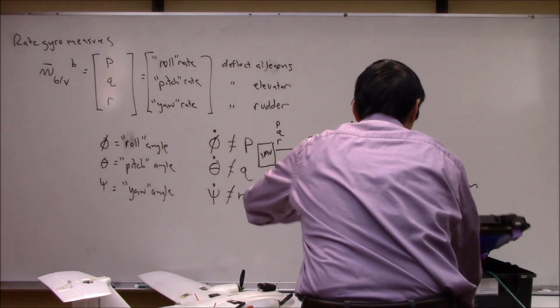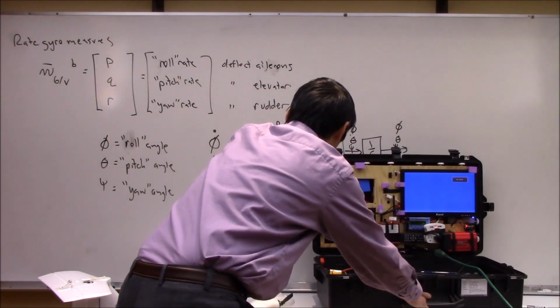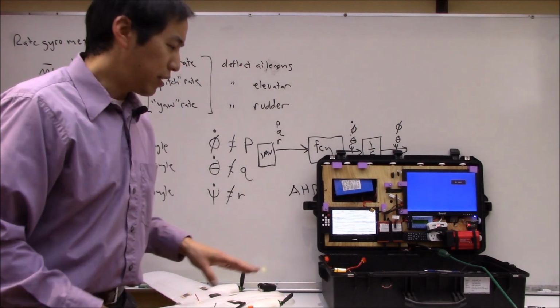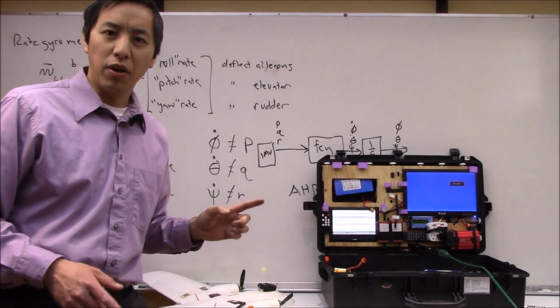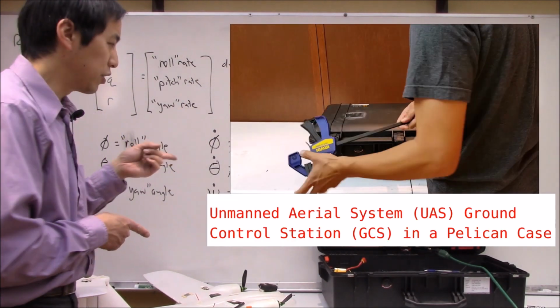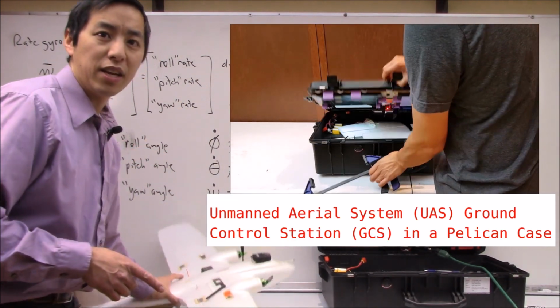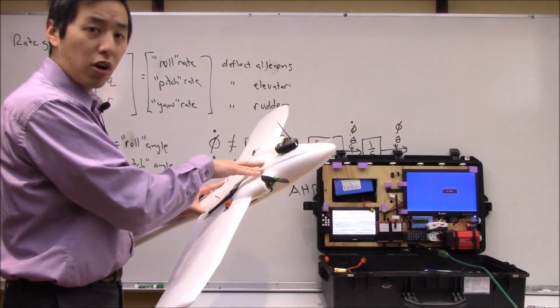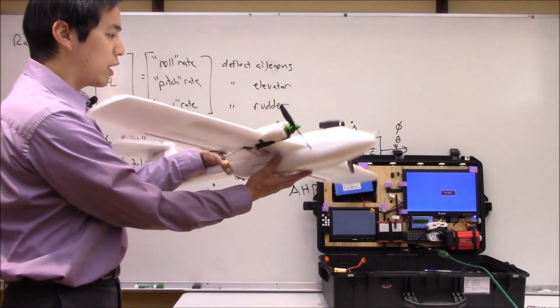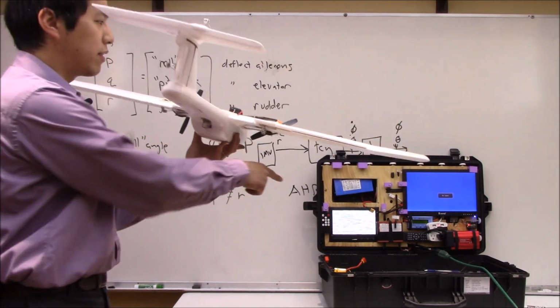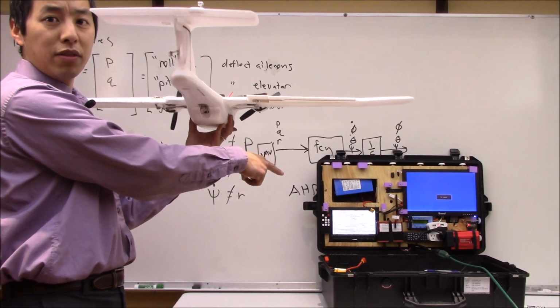This is something I built a little while ago. This is my UAV ground station in a Pelican box. Again, shameless plug: if you want to learn more about this system, feel free to check out this video over here. I talk a little bit about this system, but this is connected up to the aircraft right now. And the AHRS system on board is measuring data from the rate gyros, computing the Euler angles, and sending it down to the ground station over telemetry.